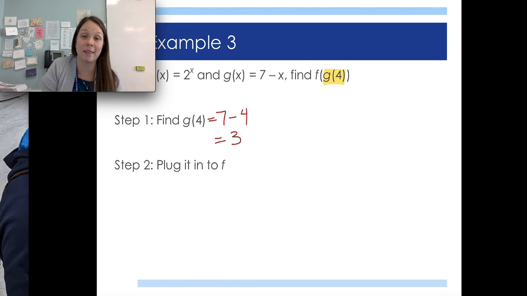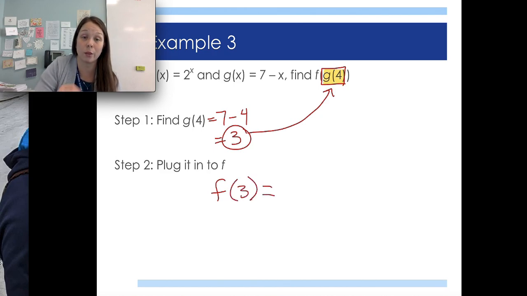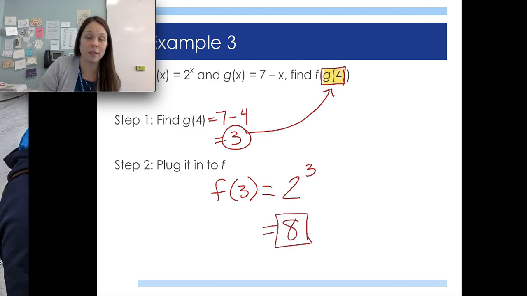That means I'm going to take that answer and plug that in where g of 4 was located. So now I'm really looking for f of 3. So I'm going to take 3 and plug that into function f. So I'm going to have 2 to the power of 3, which is 8. So if I were to write this as one complete problem versus broken into 2 steps, it would say f of g of 4 equals 8.